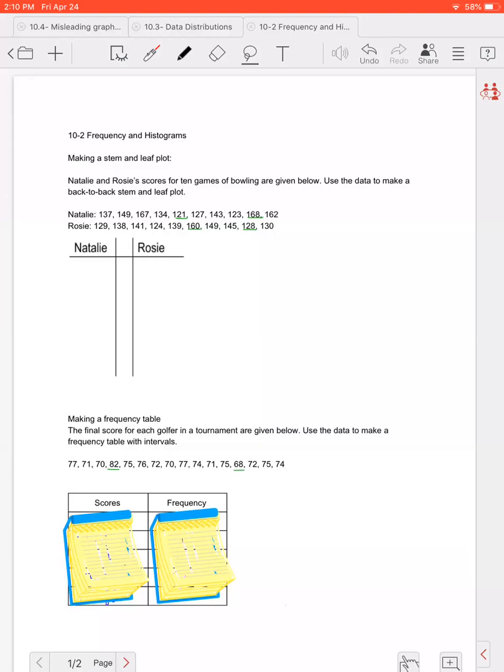Welcome back. We're going to continue talking about data distributions. Today we're going to talk about frequency charts and histograms. So just going back, we're going to talk a little bit about stem and leaf plots. Going back, stem and leaf plots, okay?